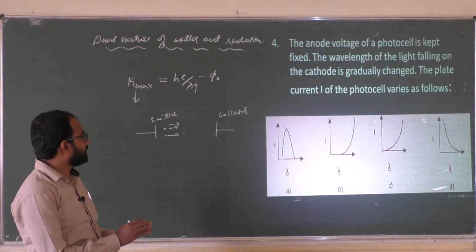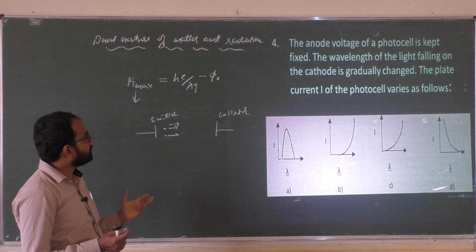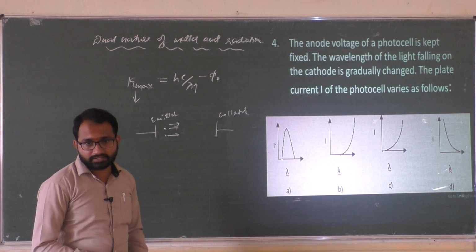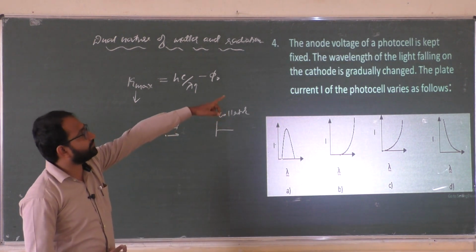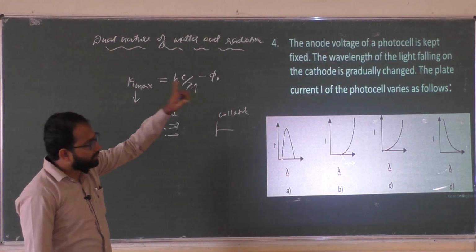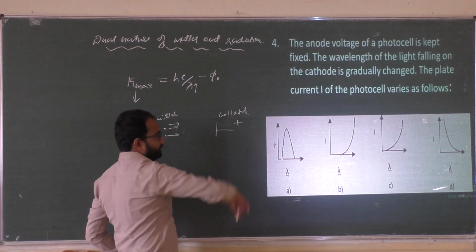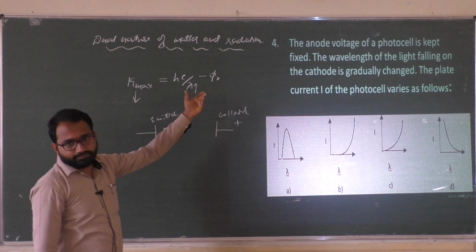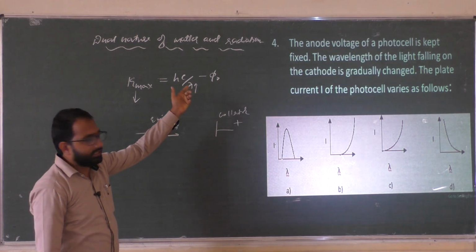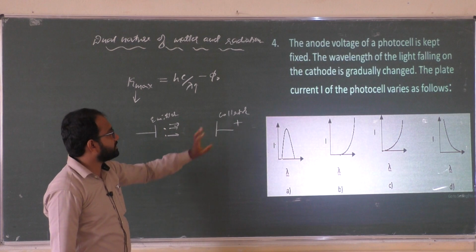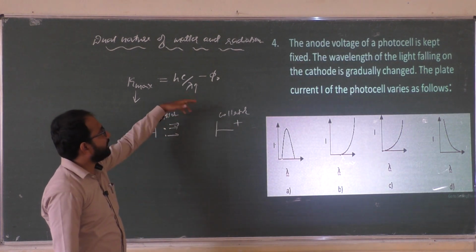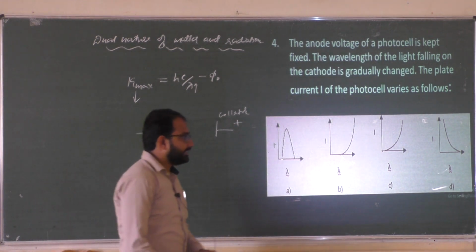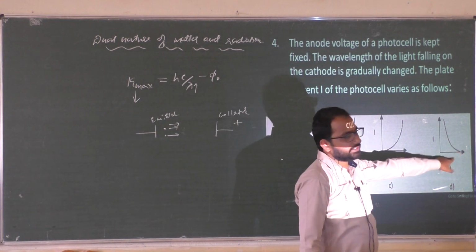I am not speaking about saturation now. If you change the wavelength, does the saturation current change? No, you are fixing the value of anode voltage. You are not changing it. It is fixed, and you are increasing the value of lambda. Once the saturation current is reached and you increase lambda, the photoelectric current doesn't change until the threshold wavelength is reached.